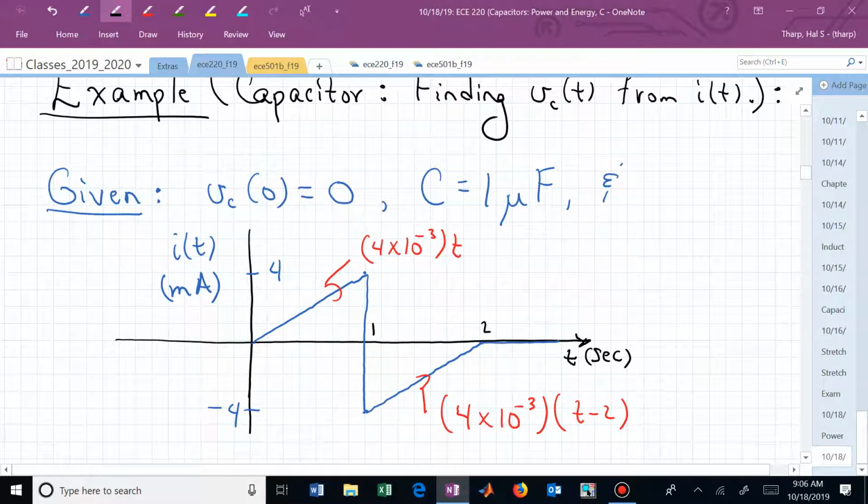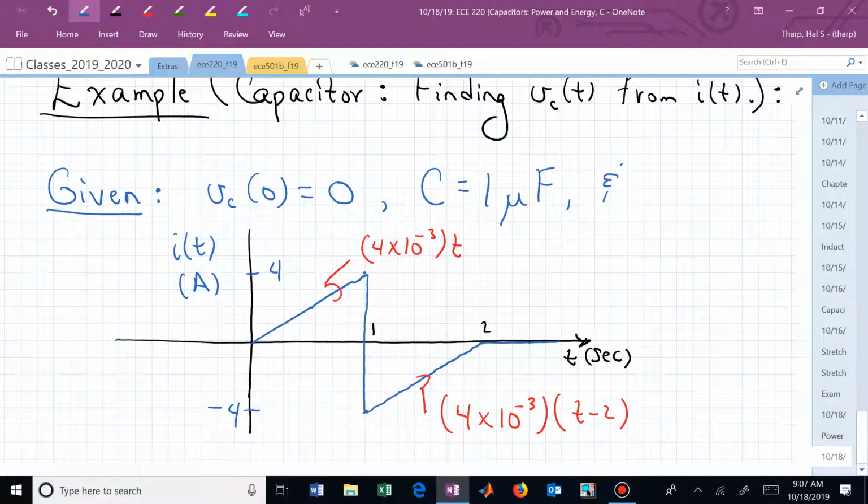And then from 1 to 2, the current actually changes sign, but now it increases again in this linear fashion from 1 to 2. I want to label this a little differently. I'm kind of doubling up too many things. So let's just say that's in amps, so that now we're going up to 4 times 10 to the minus 3. That's 4 milliamps that we're going to. So I guess my axis was okay.